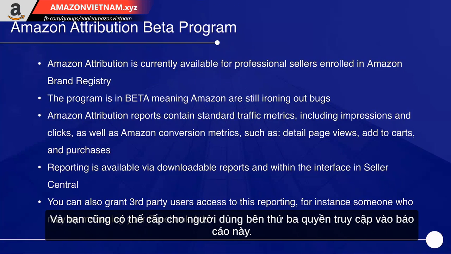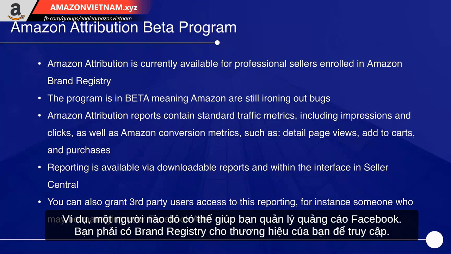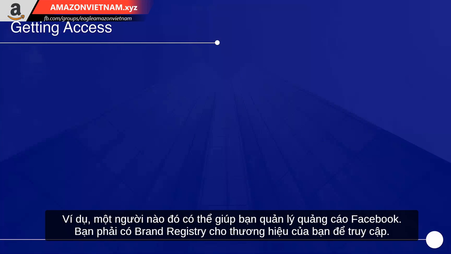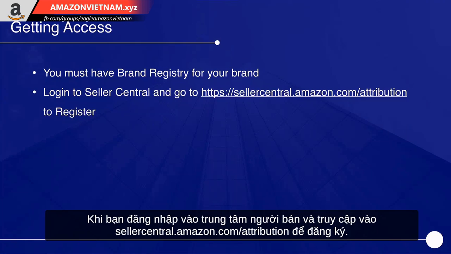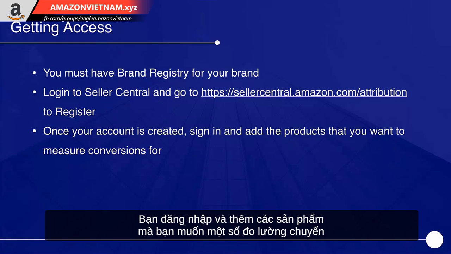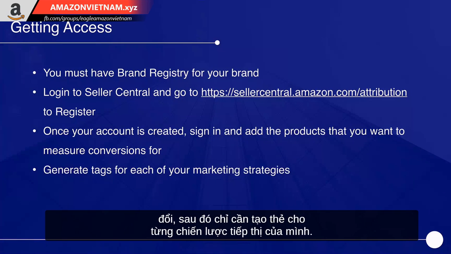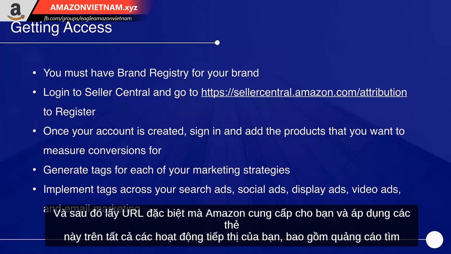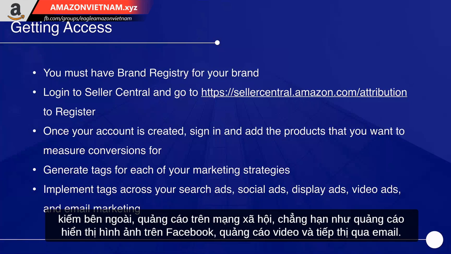You can also grant third-party users access to this reporting, for instance, someone who might be helping you manage your Facebook ads. You must have brand registry for your brand to get access. When you do, log into Seller Central and go to sellercentral.amazon.com/attribution to register. Once your account is created, you sign in and add the products that you want to measure conversions for, and then simply generate tags for each of your marketing strategies. Then take the special URL that Amazon gives you and apply these tags across all of your marketing activities, including your external search ads, social media ads such as Facebook, display ads, video ads, and email marketing.